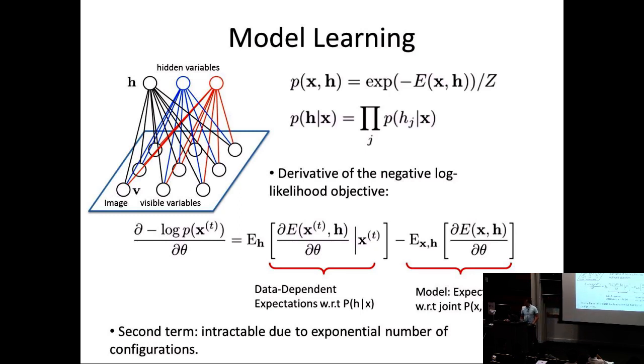The second term is intractable because of the exponential number of configurations. If you really wanted to compute the second term, you would have to write down the sum over all possible configurations of X of your data. That's an exponential sum. You can't really compute it. We have to use some approximate algorithms for estimating the second expectation.